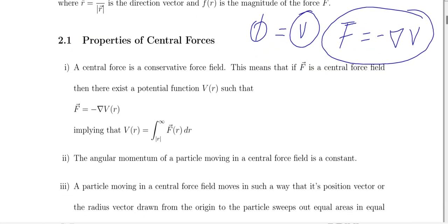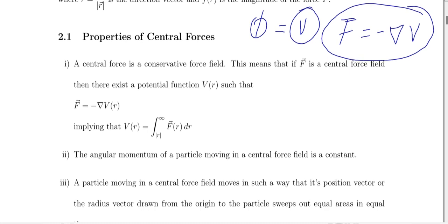Number two is that the angular momentum of a particle moving in a central force field is always a constant. And the other property is that a particle moving in a central force field will move in such a way that its position vector or radius vector drawn from the origin to the particle sweeps out equal areas in equal time.